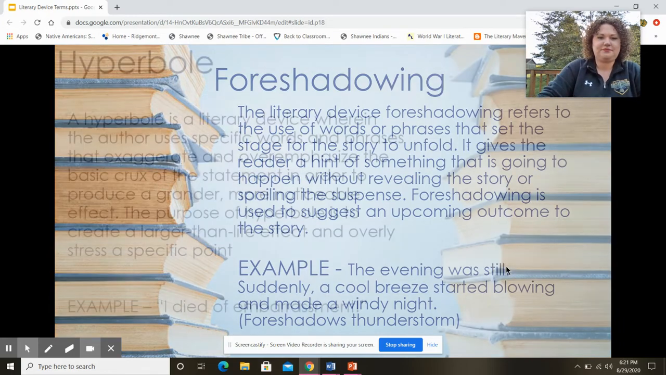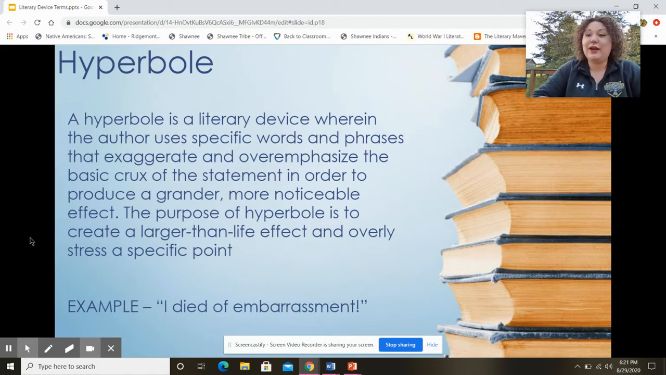Hyperbole. You guys use these all the time. They're fun. They make reading interesting. They make writing interesting. It's where you exaggerate and overemphasize the statement so that it is not the literal meaning, but it helps you to show that larger than life effect that you're trying to get across.